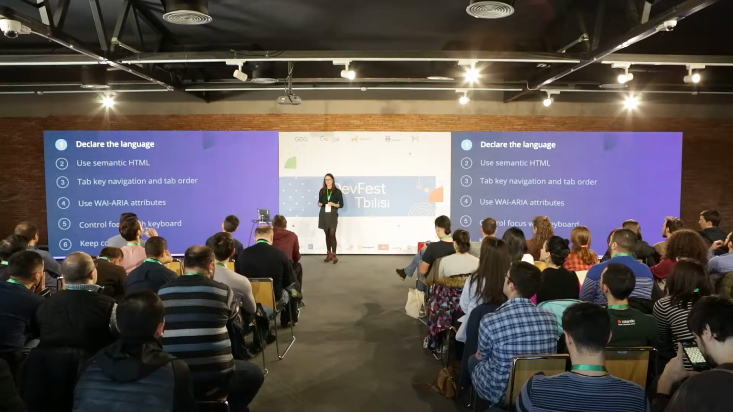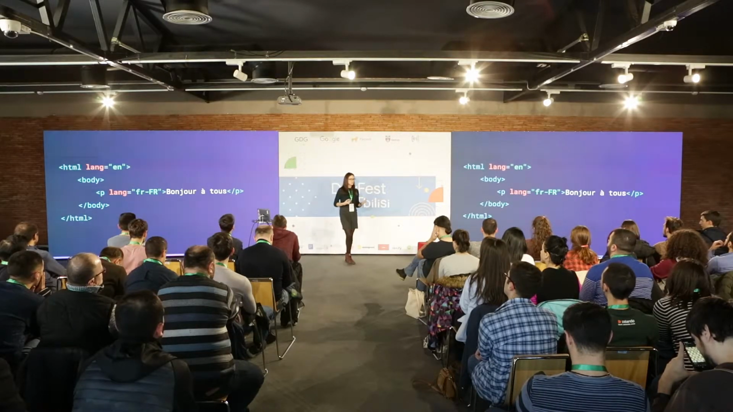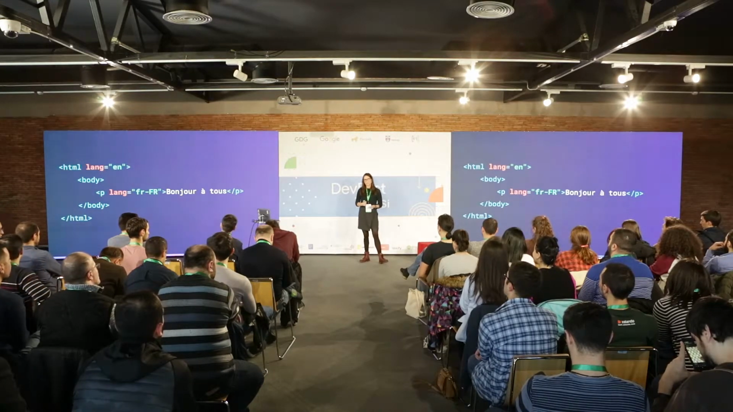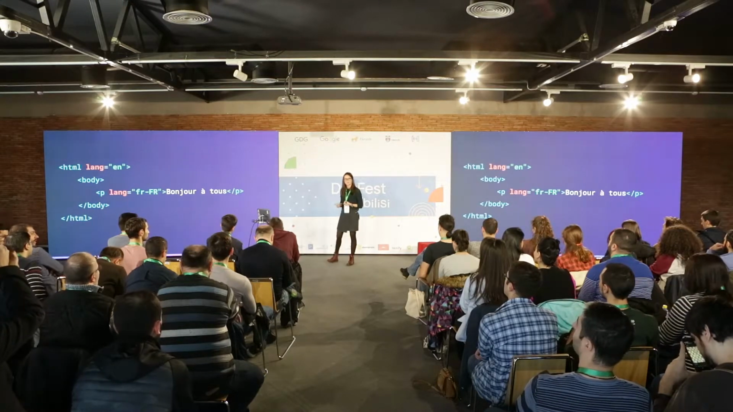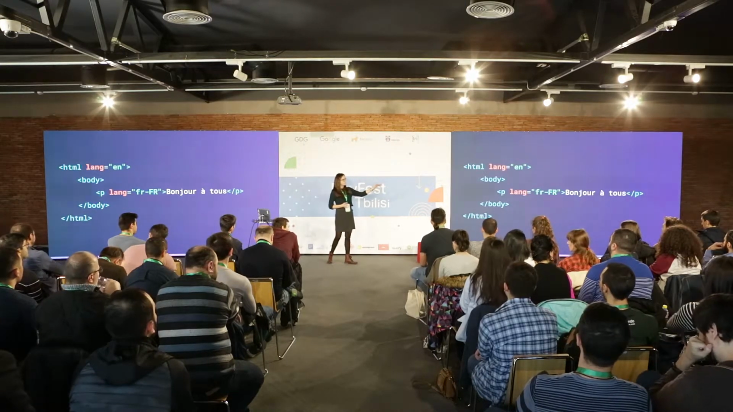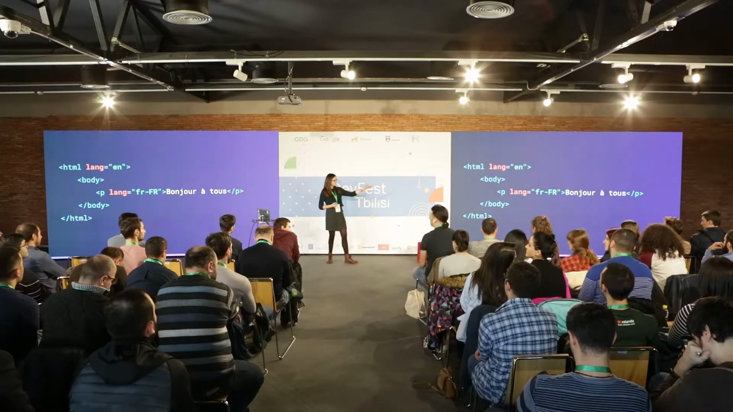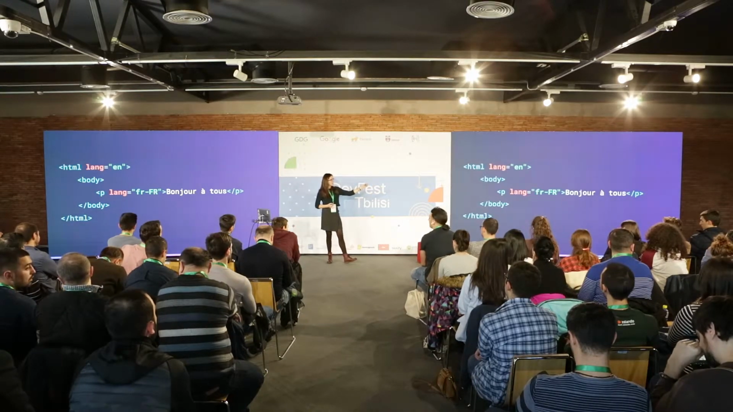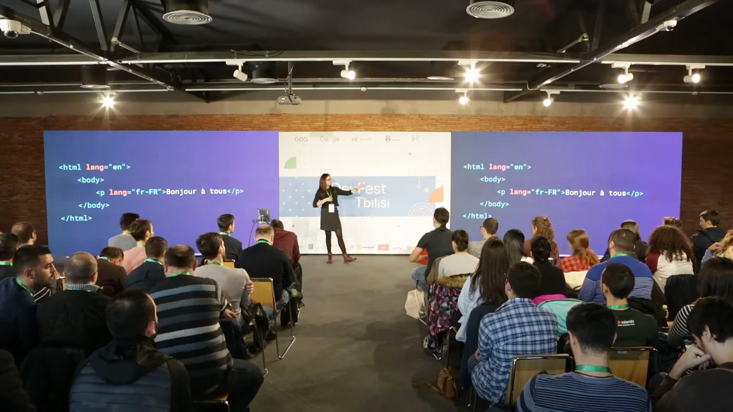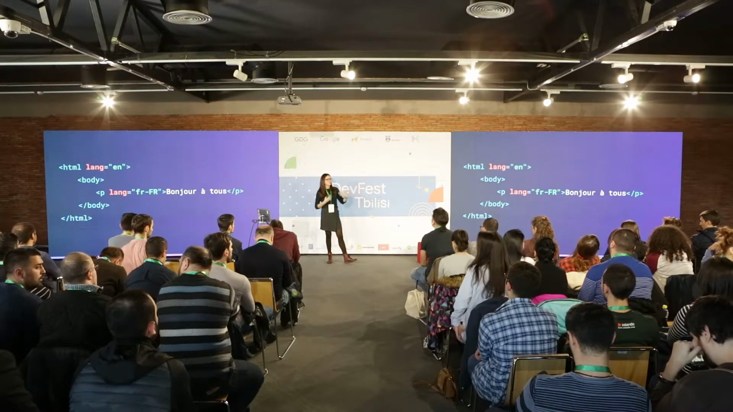I will follow with a few rules that are must-haves when we are talking about accessibility. The first one: declare the language. Declaring the language using the lang attribute is not only good for search engine optimization and translation tools, it's also very important for assistive technologies. You see, I have a paragraph with the French language set. So when the screen reader reads this line, it will automatically switch from English, for example, to French, and will read the sentence with correct pronunciation.